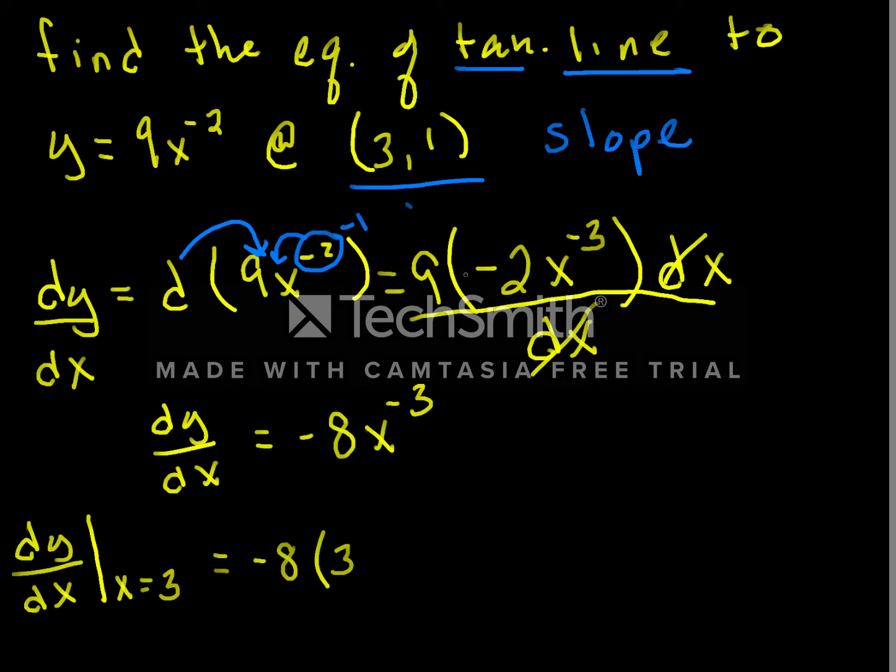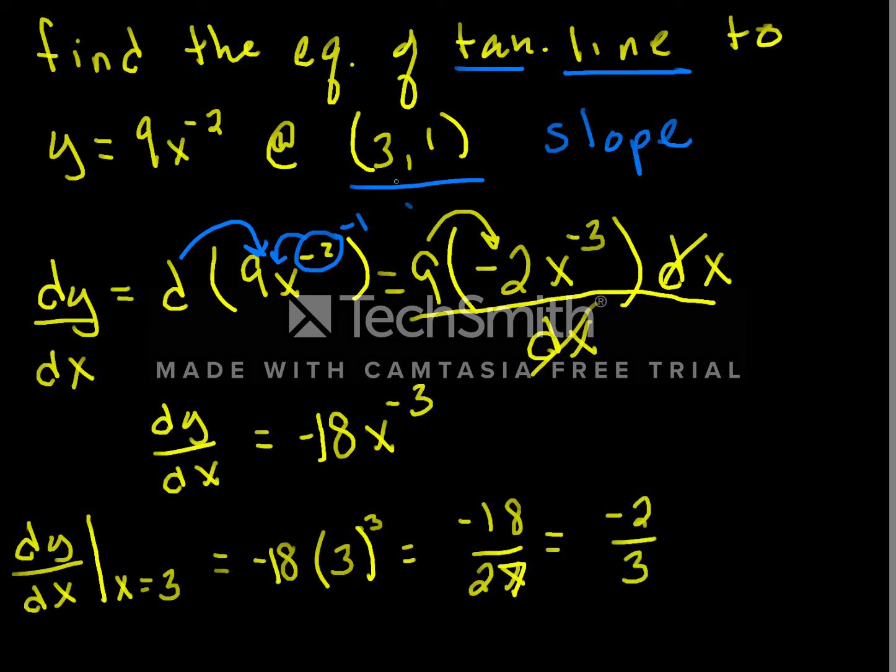negative 8. Sorry. Hopefully many of you saw that. Somehow I multiplied 9 and 2 and got 8 as opposed to 18. My bad. Thanks for catching that. Sorry you couldn't yell at me loud enough through the computer. So this is 3 to the negative 3, which is negative 18 over 27, which is negative 2 over 3.